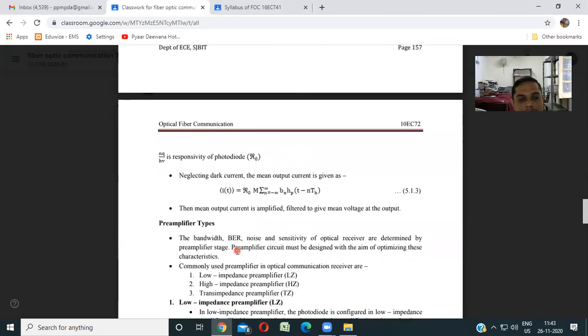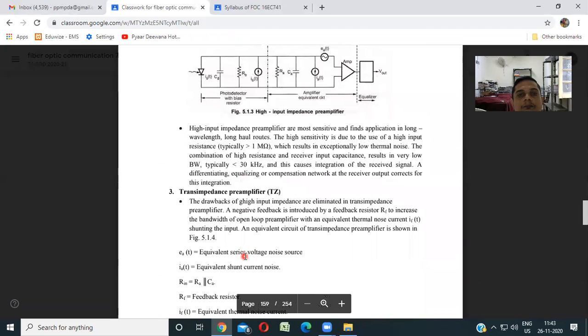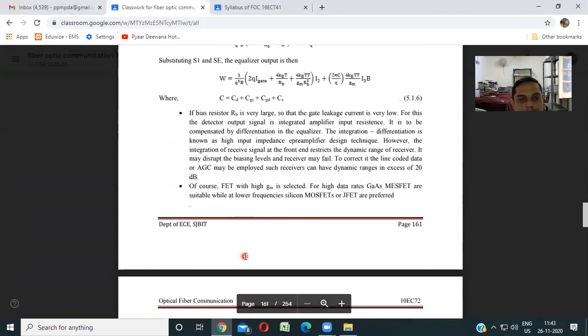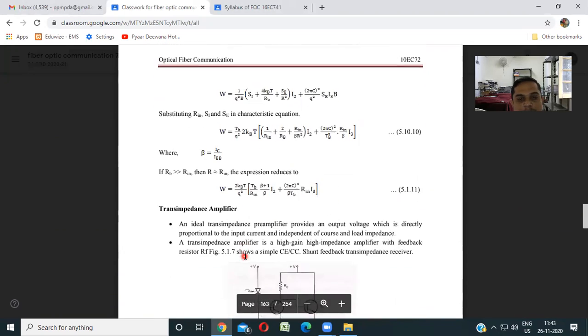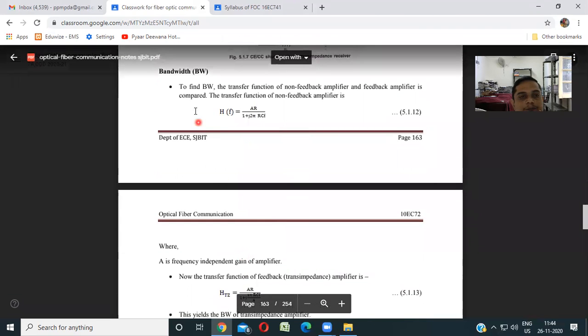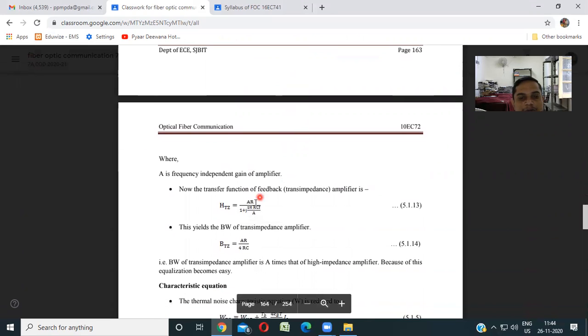We don't have preamplifiers in the syllabus, so I'm neglecting the preamplifier and directly coming to the different noises. So this is the bandwidth. Bandwidth is given by this equation. Just go through this bandwidth equation.